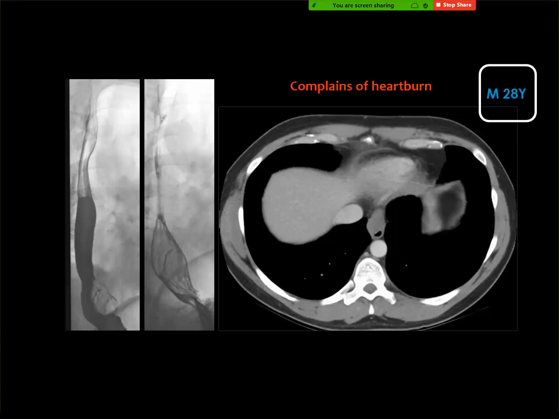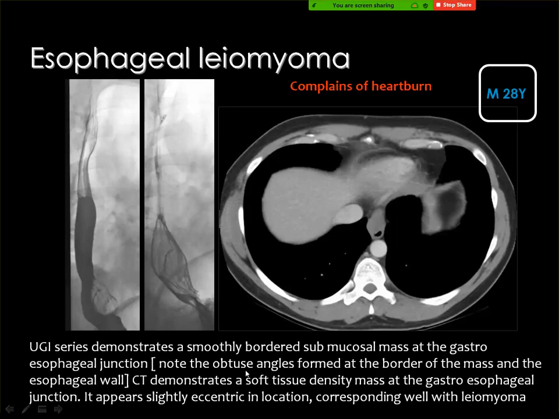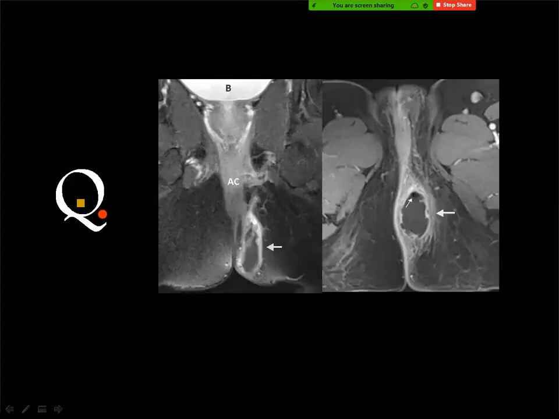Sliding hiatus hernia. No. Reflux. No. You lose the structure. Just look here. This is the esophagus, and there is no hiatus hernia. There is a mass. Yes, and this is leiomyoma, which is usually intramural with extrinsic impression on the lumen, and this is very characteristic.